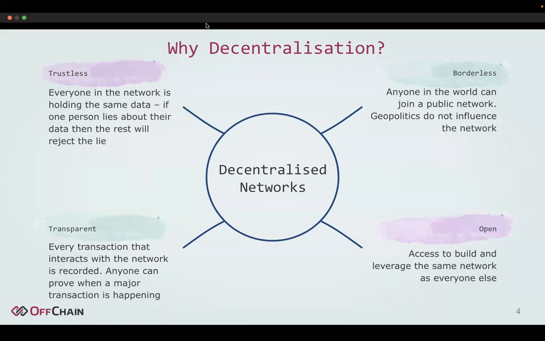The last thing is open. It's the same principle. Because of the decentralized nature of things, anyone has access to join this network and to build and leverage the network just like everyone else. So you're not going to have censorship, or lose access to this network because of your political view, your race, your gender, or anything else.